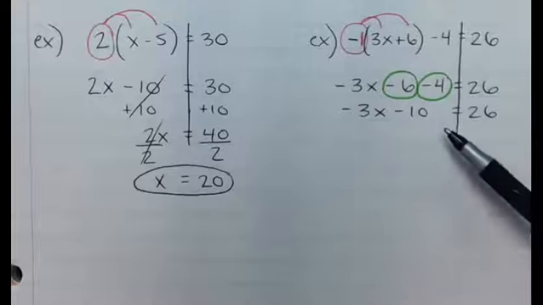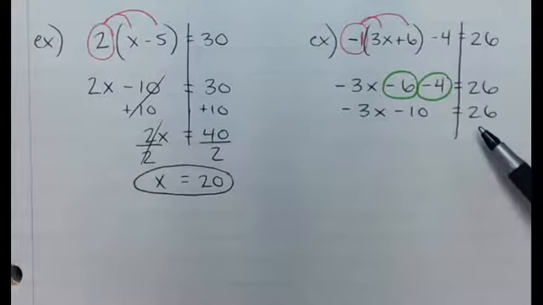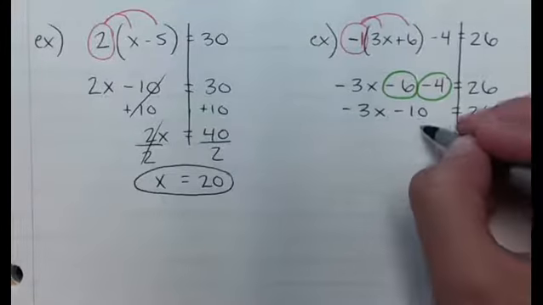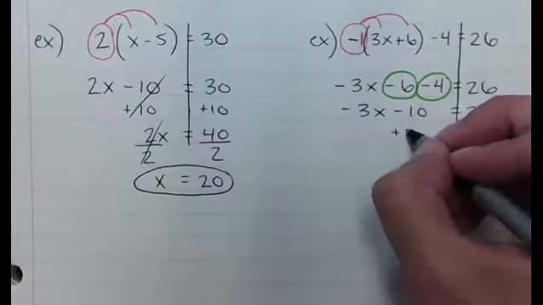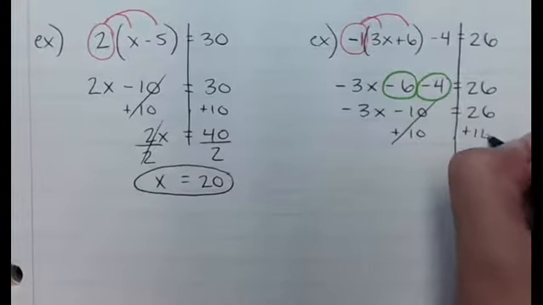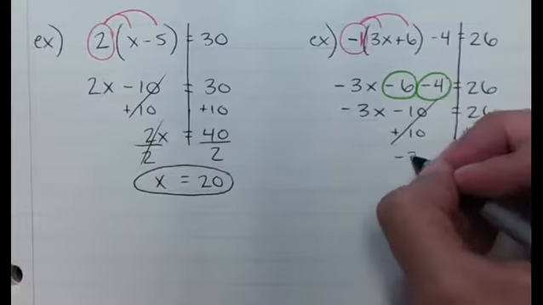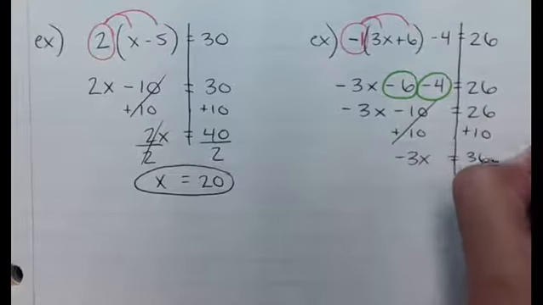What do we have here? Just a two-step equation. Okay, I'm going to go ahead and get rid of the negative 10. So I'm going to add 10 to both sides. So I have negative 3x is equal to positive 36.